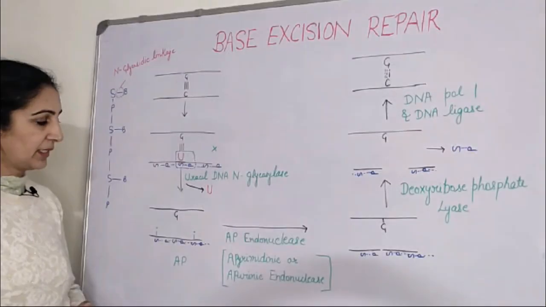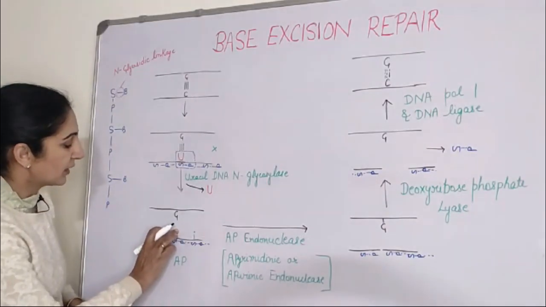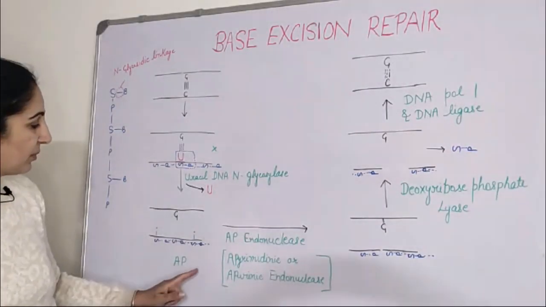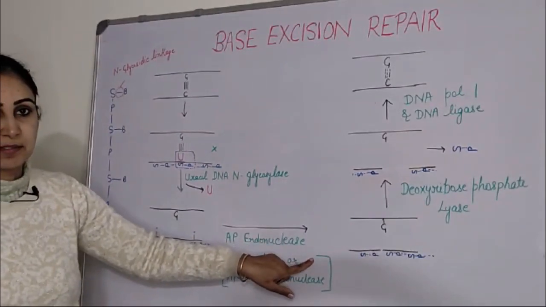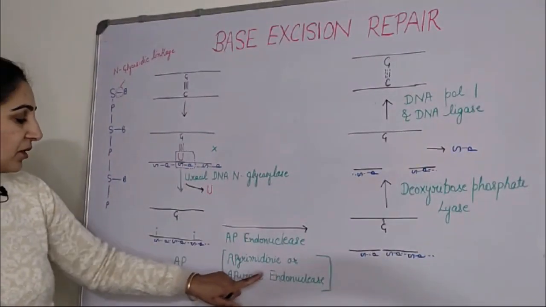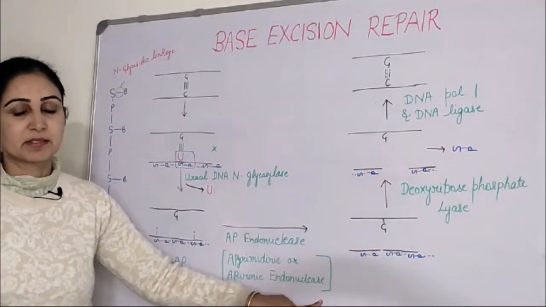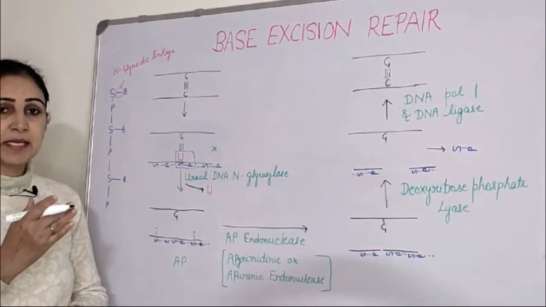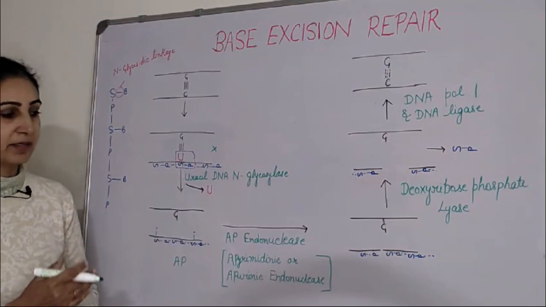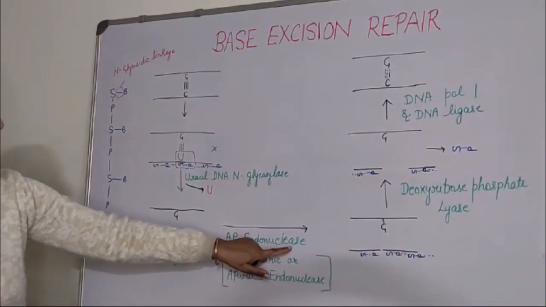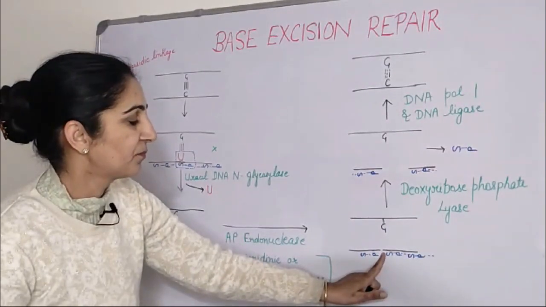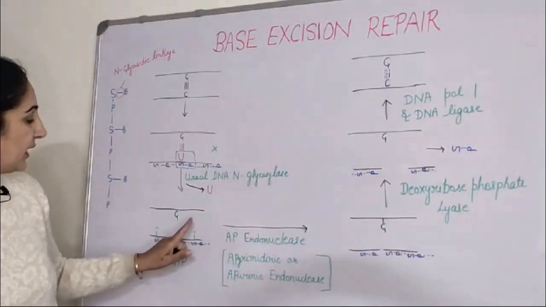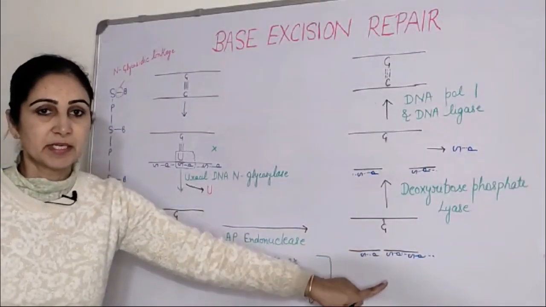So let's see what happens next. Now we have the AP site. What will be the next enzyme that will come? That will be AP endonuclease, that is A-pyrimidinic or A-purinic endonuclease. So what does an endonuclease do? An endonuclease always makes a nick inside the DNA strand. So this enzyme AP endonuclease now makes a nick here, in the area where the wrong base was attached.